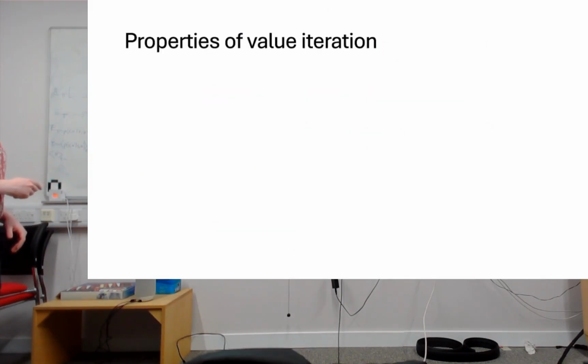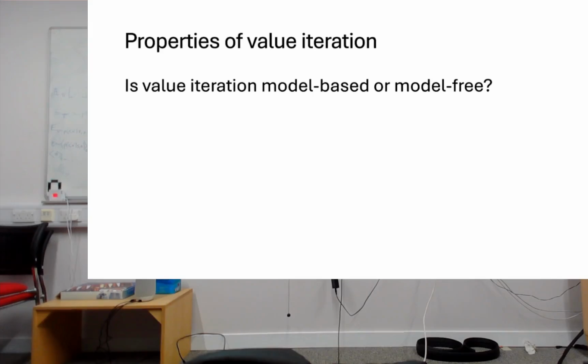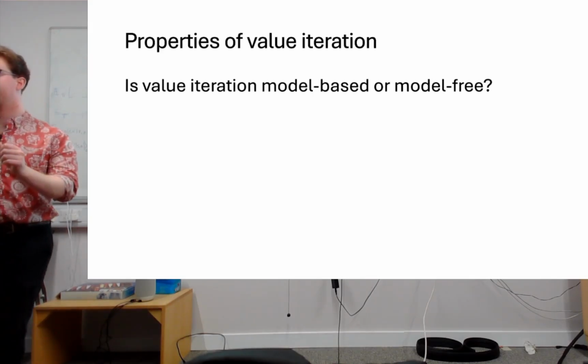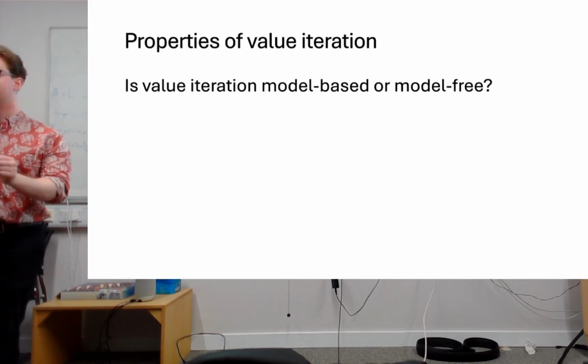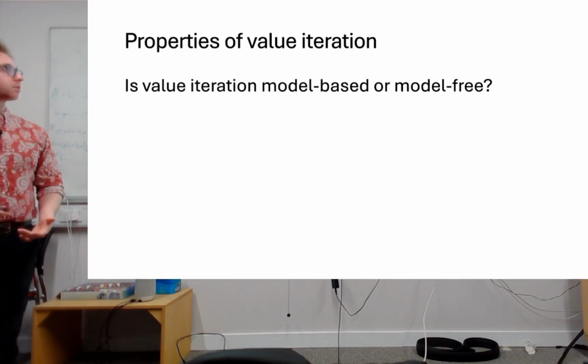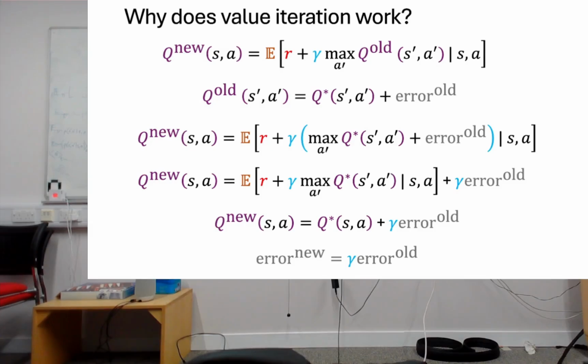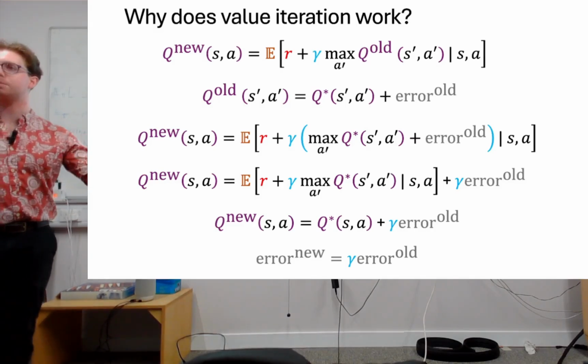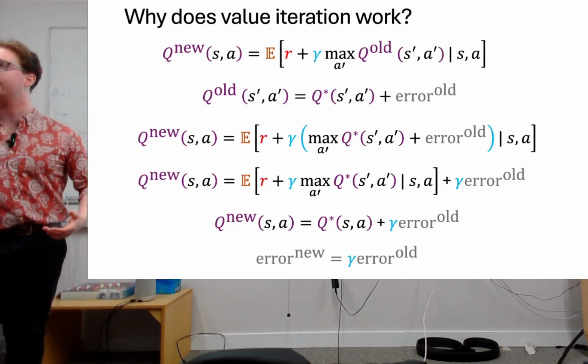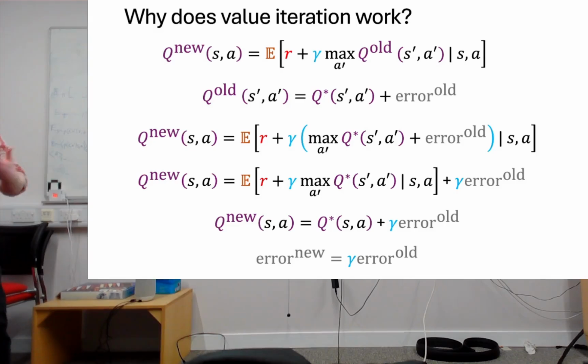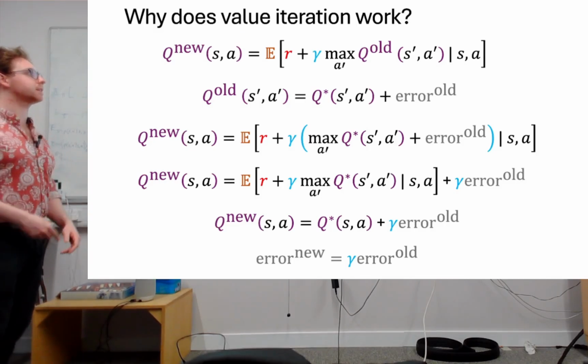Okay, properties of value iteration. Is it model-based or model-free? Hands up for model-based. Hands up for model-free. So it's model-based. Why? Because in applying it, I need to take an expectation over transitions. And if I need to take an expectation over transitions, I need to know the dynamics or have an approximation to them. And if I need to know the dynamics, I'm model-based.